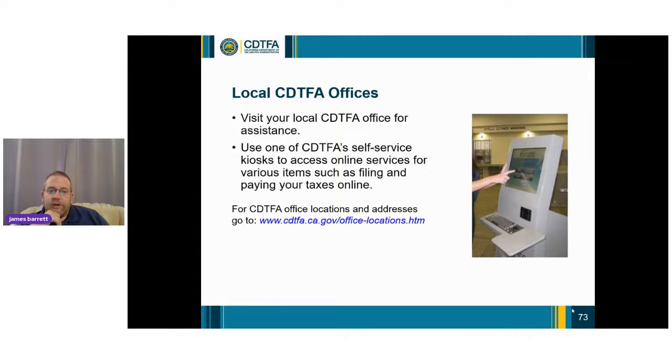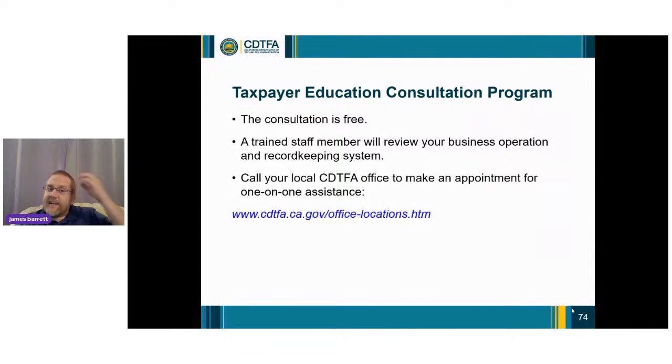But this office location also gives you the phone number, so you can call the local office and talk to them, even if you can't come in person. We have a taxpayer education consultation program. This is nice. We'll send someone out to take a look at your books. We won't do your books for you. You'll have to have them ready for us, but we can answer any questions you may have about your specific business or industry. Make sure you're doing everything right.